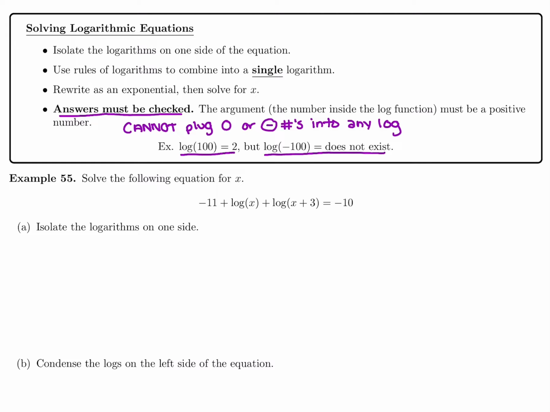So looking at doing this in this first example, we have negative 11 plus log of x plus log of x plus 3 is supposed to equal negative 10, and we want to figure out what x is. So we're going to start by getting the logarithm on one side by itself. So we need to isolate the logarithm. In other words, we want only the logs on the left. So we need to add 11 to both sides. That way we can cancel out that minus 11 and we have log of x plus log of x plus 3 equals negative 10 plus 11 is 1.